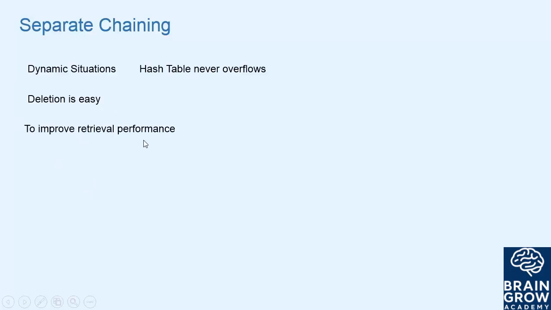To improve the retrieval performance, we can maintain the lists in sorted order. This is useful if there are much more searches than insertions, and if most of the searches are unsuccessful. The main cost of separate chaining is the extra space required for maintaining the linked lists.